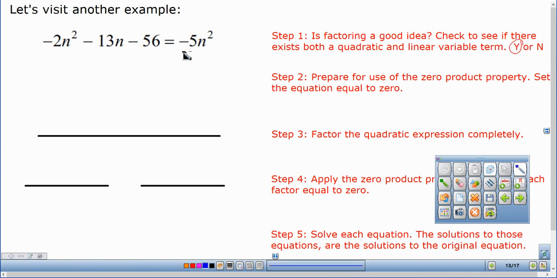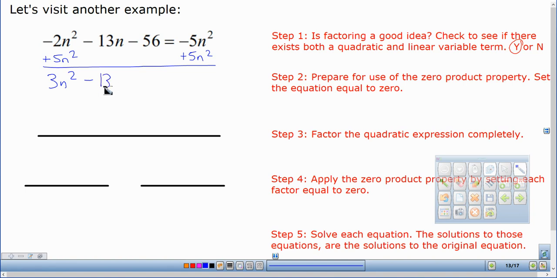First, we've got to get it equal to 0. What I'm going to do is add 5n squared. 3n squared is the result there. We have minus 13n, and then we have minus 56, and then we have equals 0. Okay, it's equal to 0. Now I'm going to factor this side, still keeping it equal to 0.